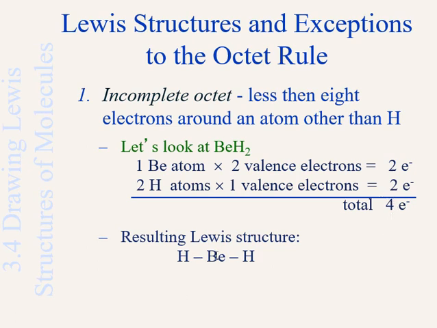Beryllium is in the center. We draw a single bond and we run out of electrons. Hydrogens don't have any. We cannot make a double bond. We cannot do anything. And so this is the Lewis structure. Hydrogen only wants 2, so it is satisfied. That's the octet rule for hydrogen. But beryllium wants 8. It wants to look like neon, but it cannot. It has only 4. So that's your incomplete octet. This molecule does exist even though it does not have an octet.